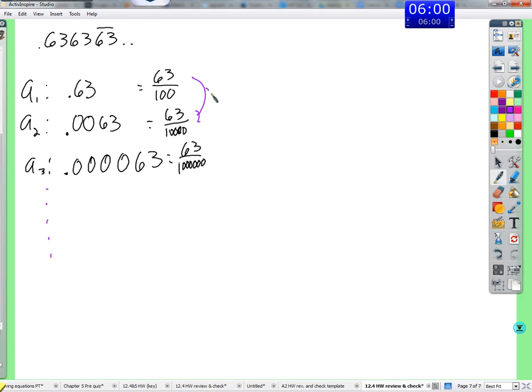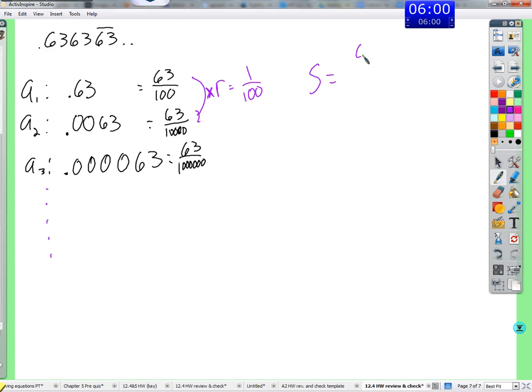So from here to here, what is r? Multiplying by r, which is what? 1 over 100. The actual number is 1 over 100. Multiply the denominator by 100. Well, that's definitely less than 1, right? So r is less than 1. It's a geometric series. It works.